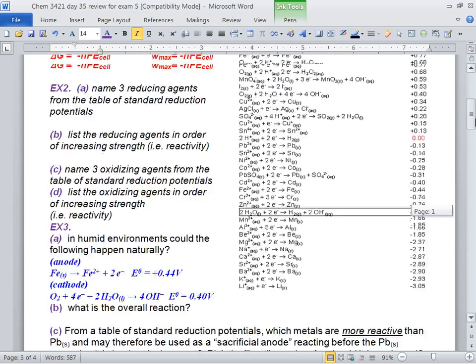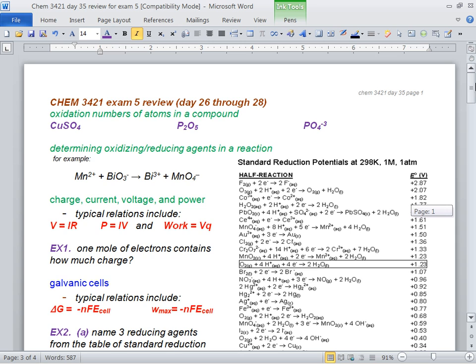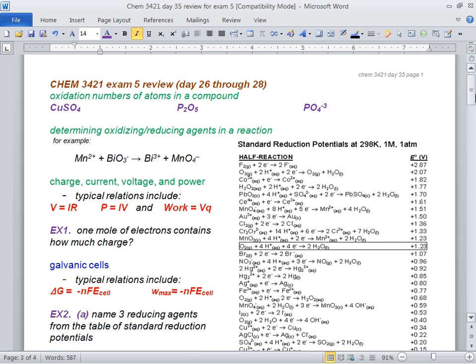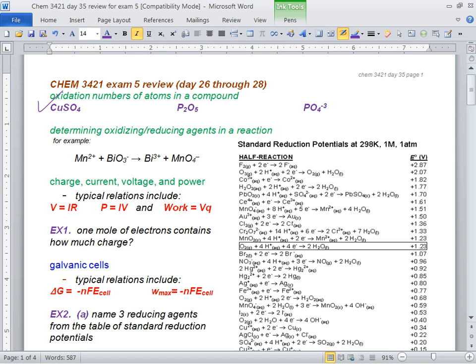So I don't know how far you got on this review if you started, but a lot of this we kind of covered already, right? By just working those balancing half reactions. We've talked about this kind of stuff. Okay. Did you want to start at the beginning, or did someone have somewhere they wanted to jump to?